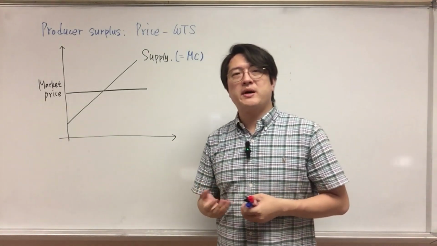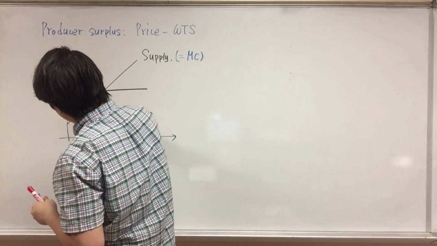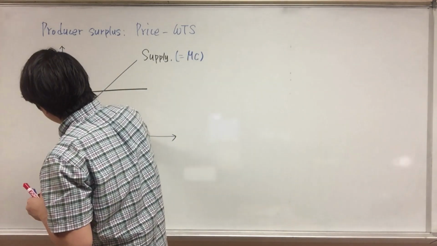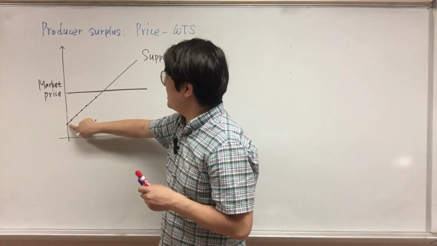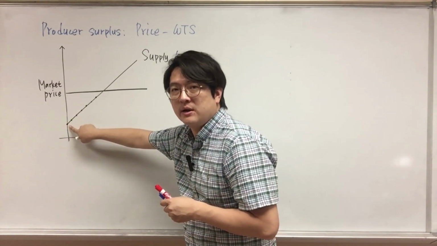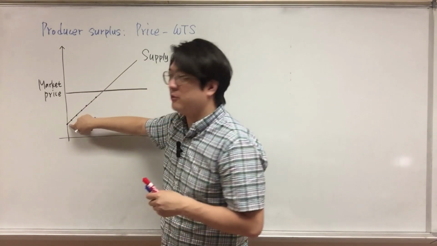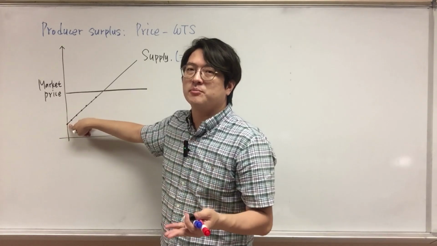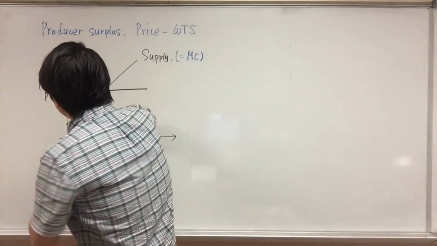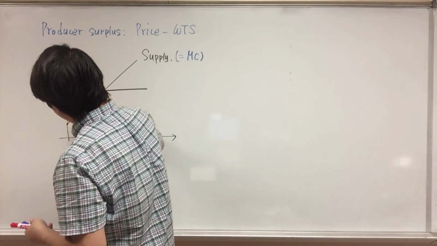So if we think about producer surplus, each point on the supply curve is the willingness to sell at each price, right? So sellers would like to sell the product down to this lower price, correct? Below this price, they will not sell the product. Okay, so they will shut down. So at each price, these gaps are the producer surplus they will get.